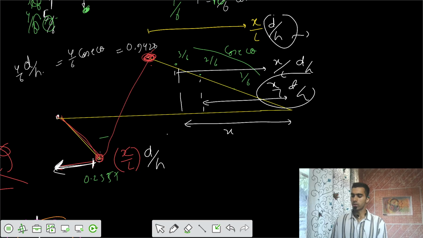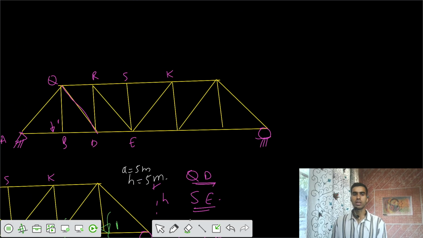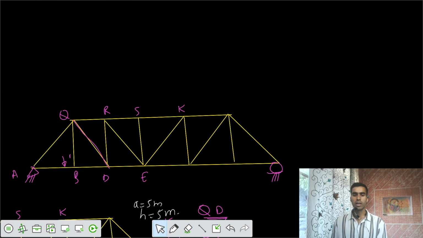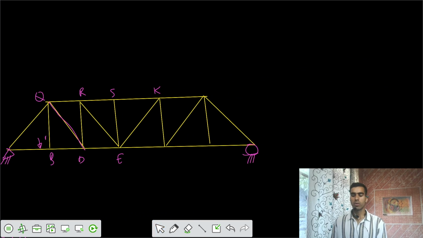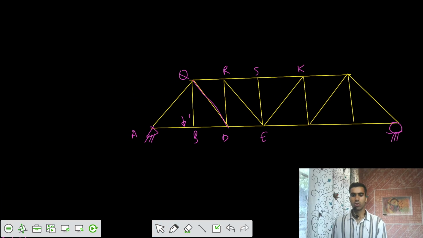Now one more is that SE. For the SE, we already got it for one case, where the loading was from the top. When the loading was from the top, we had 3 critical points.